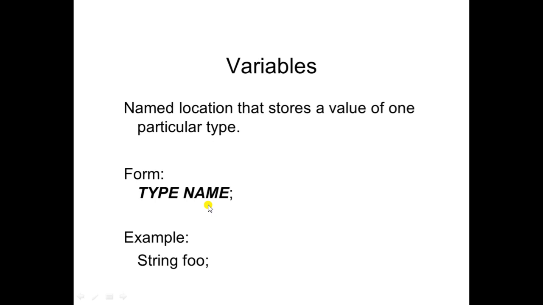Then in between, it cannot have the space, and in between it cannot have the operators as well. Okay, so these are the naming rules for the identifiers, that again we will discuss in detail.